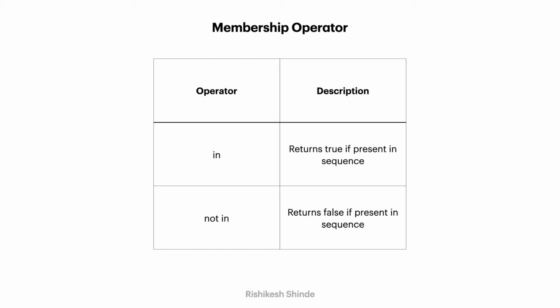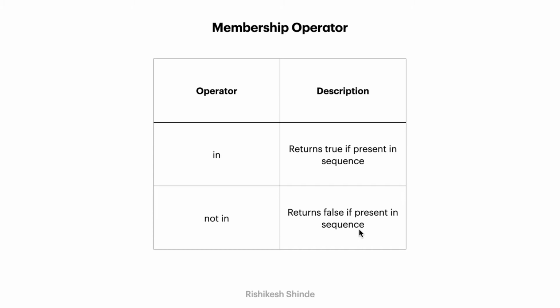This is Rishikesh. In this session, we are going to see membership operators in Python. There are two membership operators in Python which show whether something belongs to some sequence or not. First one is the in operator. This in operator returns the true value if anything is present in a sequence, and the second one is the not in operator. This returns the false value if anything is not present in a particular sequence.